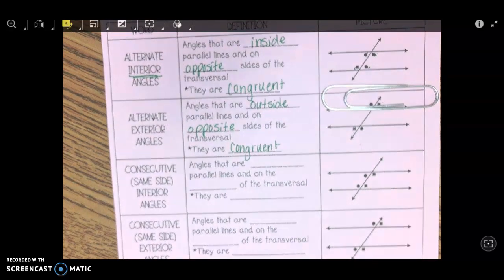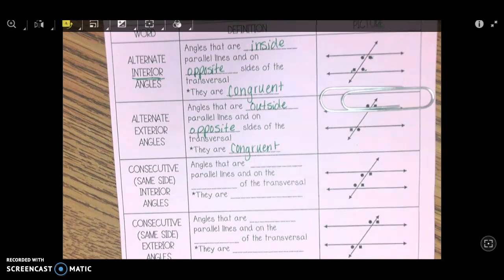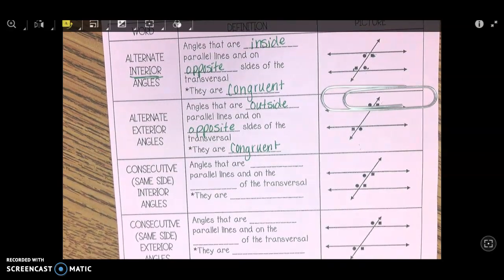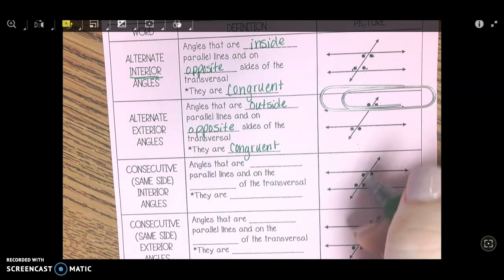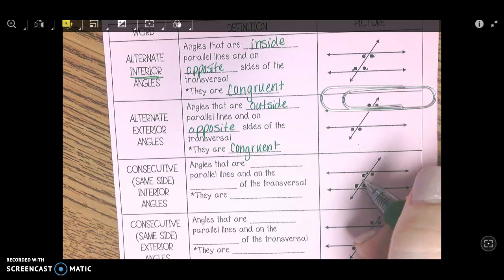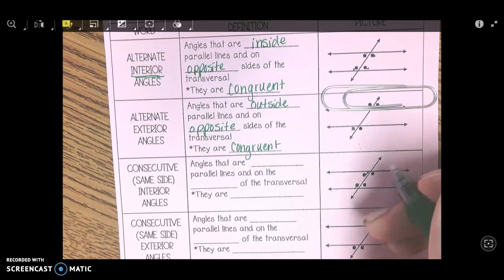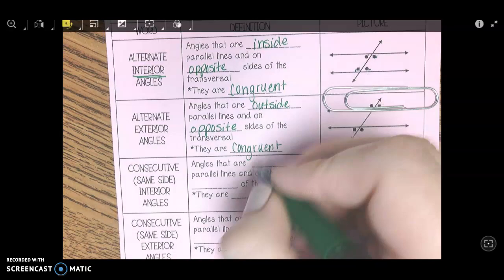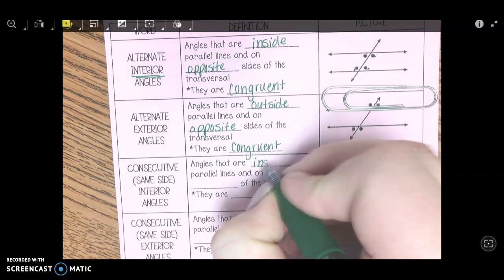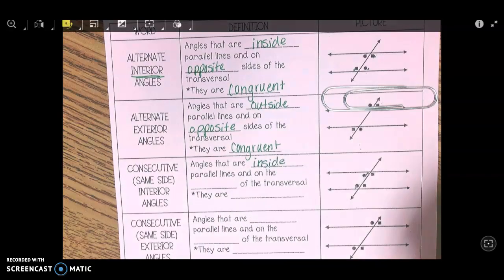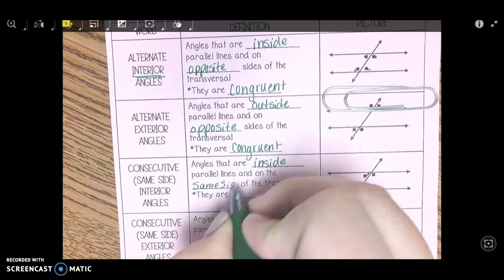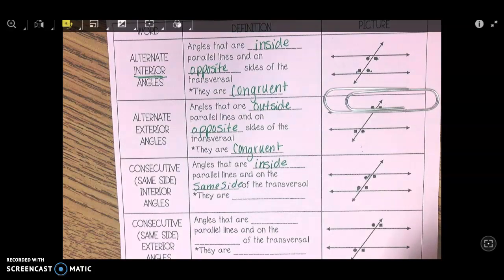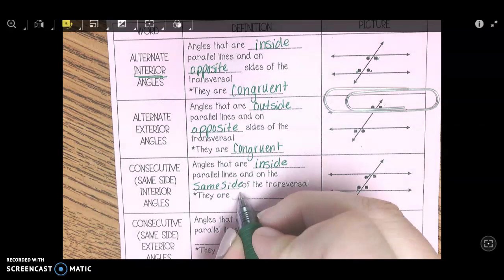Next, we have consecutive, or sometimes you might see it called same side interior angles. So these are on the interior and then they're on the same side. So these are angles that are inside parallel lines and on the same side of the transversal. They are supplementary.